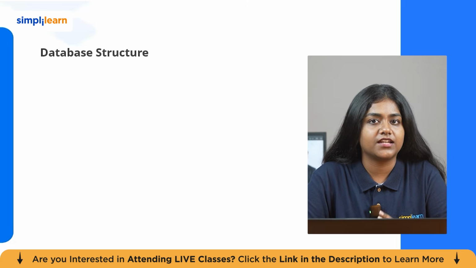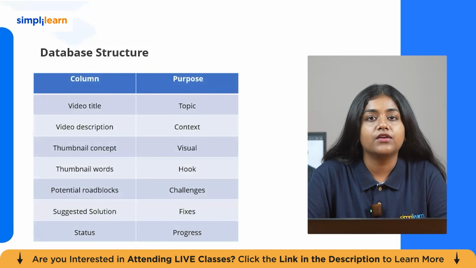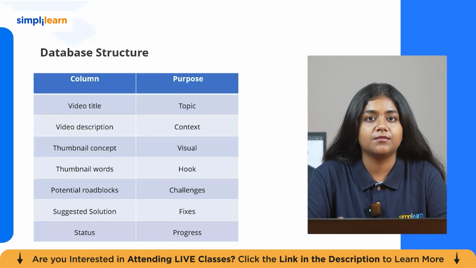So here is the complete database structure for the YouTube strategy board. Video title is the title column. Video description holds a short summary of what the video covers. Thumbnail concept describes the visual idea for the thumbnail, what the image should look like.